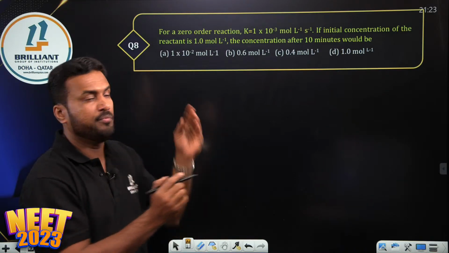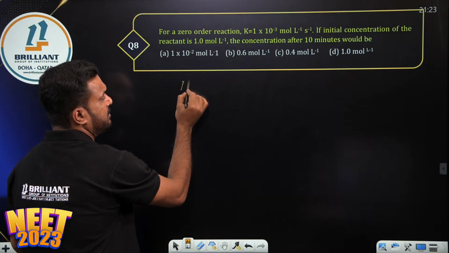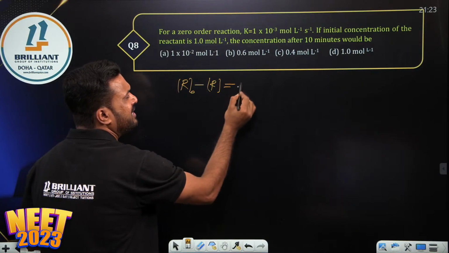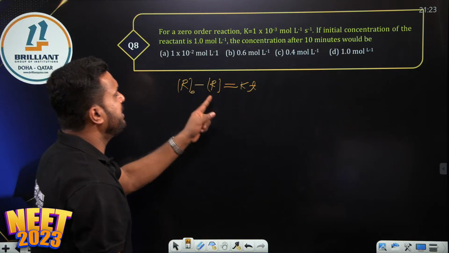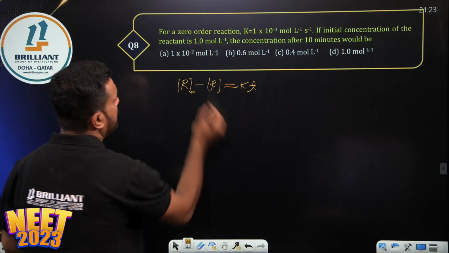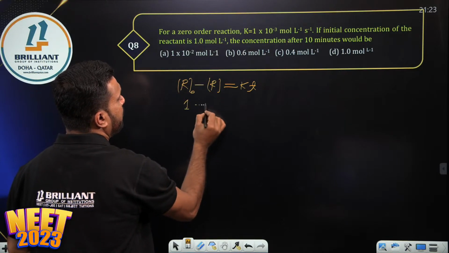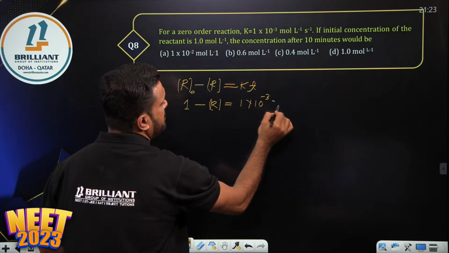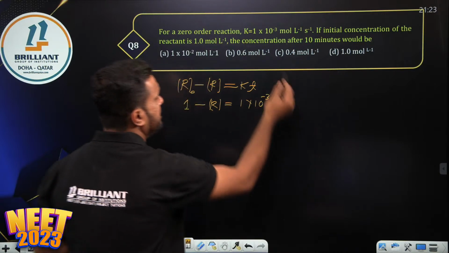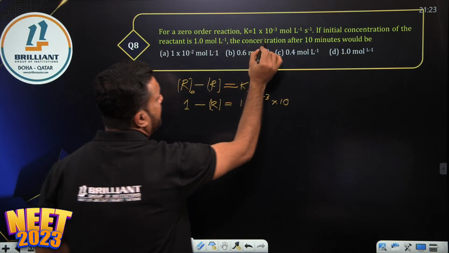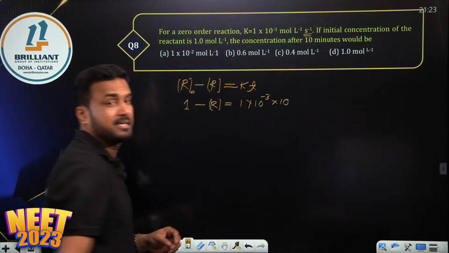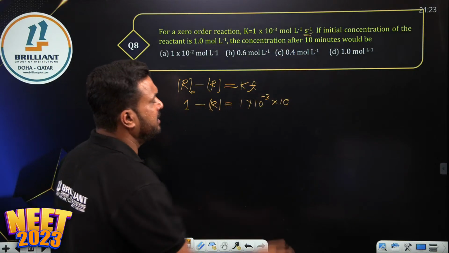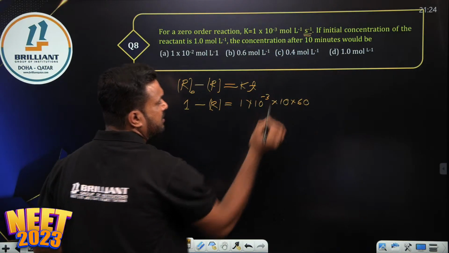Final concentration. So we have an equation in 0 order reaction, that is R0 minus concentration of R divided by T is equal to K, or you can write it as equal to KT, same only. R0 minus concentration of R is equal to KT. Then R0 has been given as how much? 1 minus concentration of R is equal to K, which is 1 into 10 power minus 3, into time, how much? It is 10 minutes. But keep in mind, K is in which unit? Second inverse. The unit of K has been given in second inverse. So the time you should convert into seconds. So I will multiply by 60 over here.